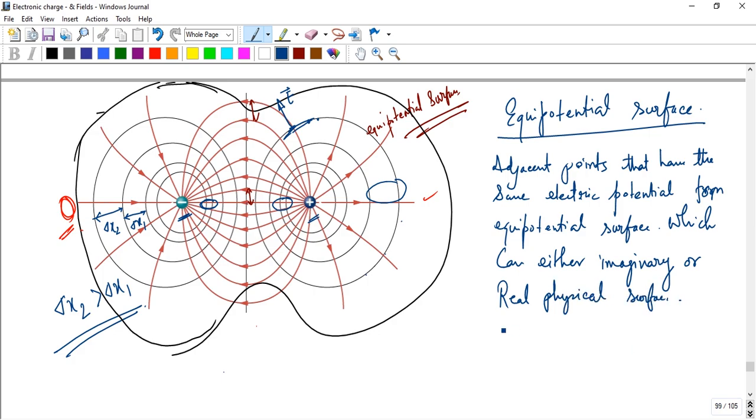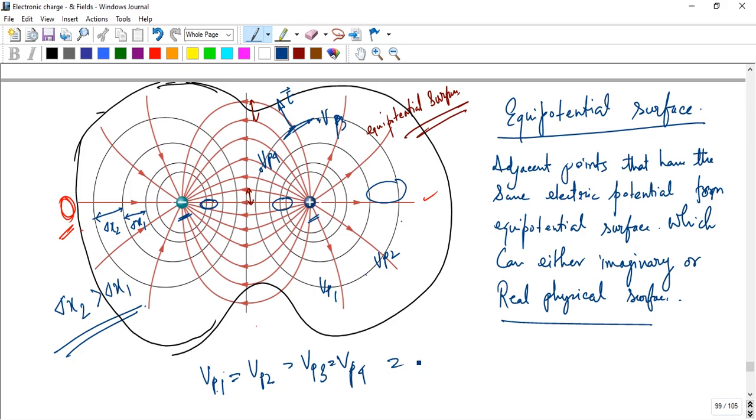Okay, that means a potential at point Vp1, calculate Vp2, calculate Vp3, suppose Vp4, and now we get a potential value the same. Suppose Vp1 equal to Vp2 equal to Vp3 equal to Vp4. Now joining these points we get a surface. I'll name the surface P. Say the surface name is P.